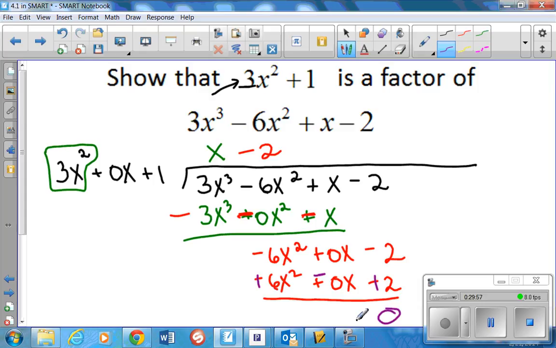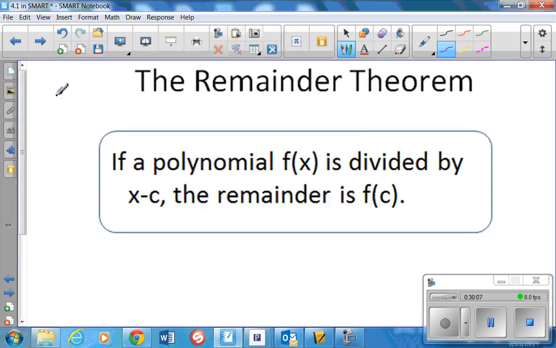So I just showed, or proved, that 3x squared plus 1 is a factor of that. Very logical thing to do. You have all the skills now to do it. The remainder theorem basically says that if you have a polynomial and you divide it by a linear, then whatever the remainder is, that's the f of this.